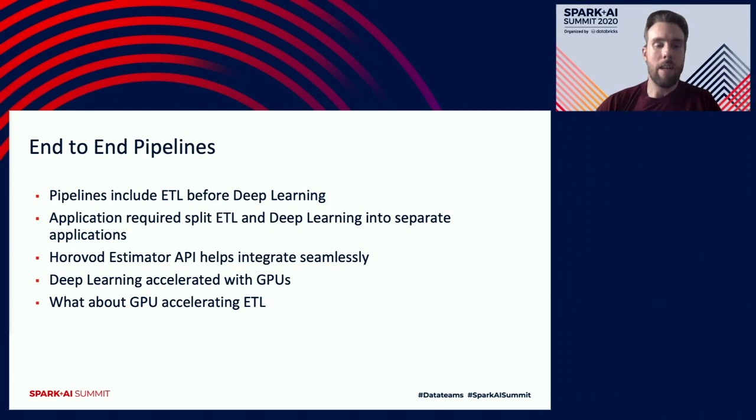And what the Horovod Estimator API that I'll tell you about does is it enables us to fit those two pieces, the Spark ETL and the deep learning, together into this single pipeline so that users don't need to context switch between separate environments, separate resources. And all of this is facilitated by the work that's been done in Spark 3.0 to enable this accelerator-aware scheduling so that the deep learning can take place in your Spark cluster on GPU without having to switch to a completely different environment.